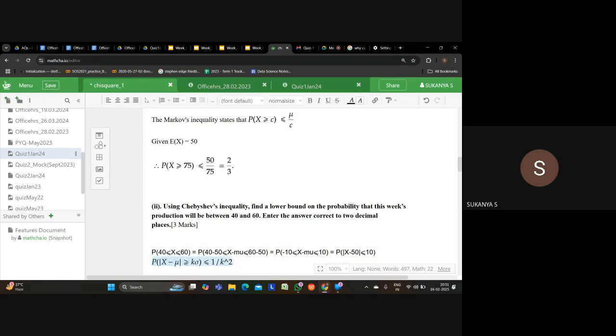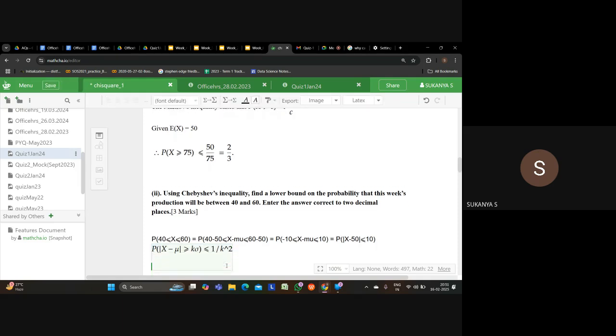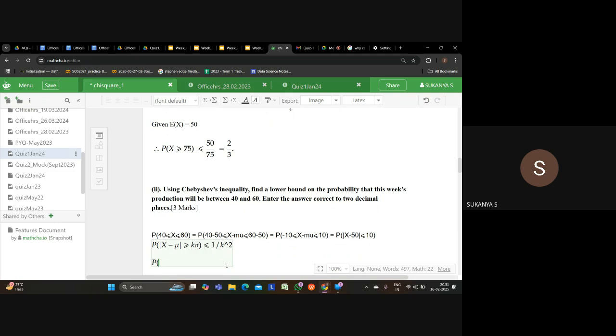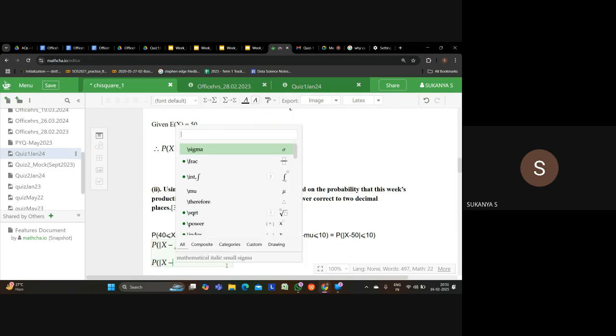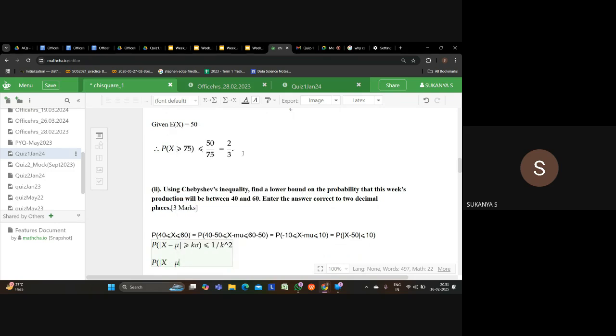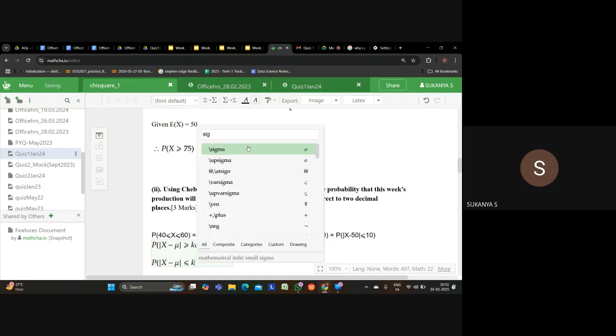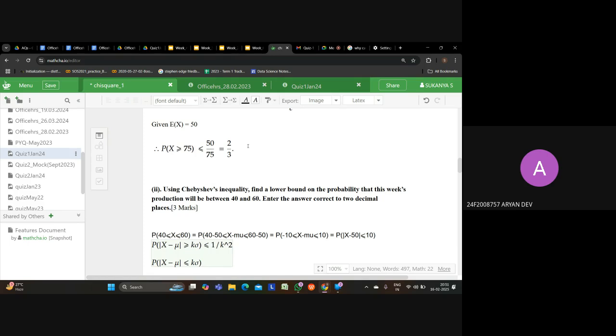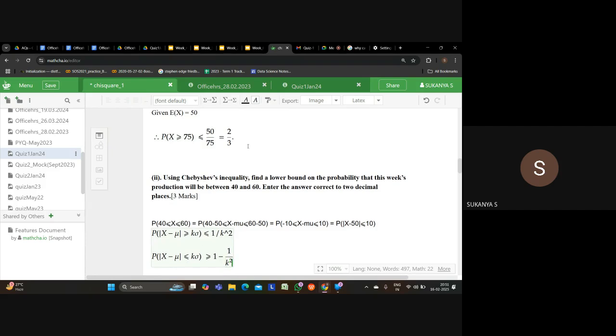Probability of mod x minus mu greater than or equal to k sigma is less than or equal to 1 by k square. But we need the less than or equal to form. So how does it change? What if this is less than or equal to k sigma? You would get greater than or equal to 1 minus 1 by k square. This is what we have.